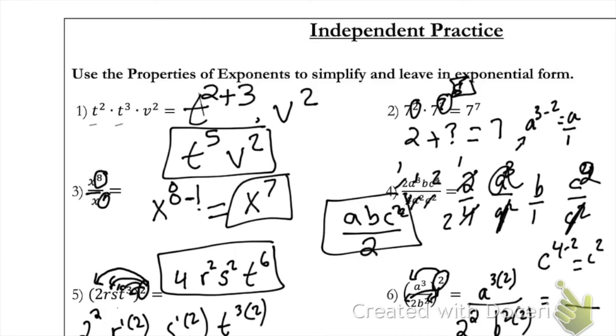So a to the third times 2, that's really a to the 6th. 2 squared, 2 times itself is just 4. And then b to the second times a 2 will just give you 2 times 2, which is 4. So b to the 4th power. These are different bases. I can't do anything else with it, so that concludes this problem.